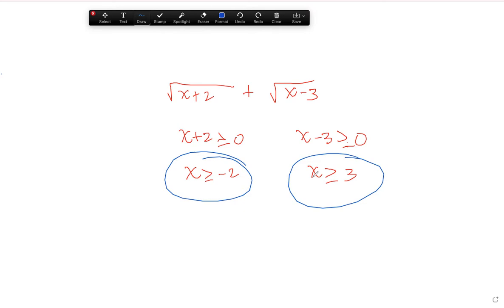Negative 2. Let me draw a number line. So if we say negative 2 is here. Yeah, sorry. It's negative, okay. Yeah, it's okay. It's okay.